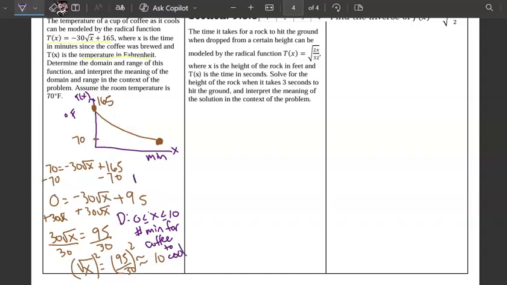And then for the range, it would be from 70 to 165. It's the temperature of the coffee.